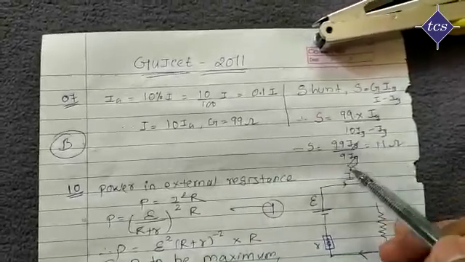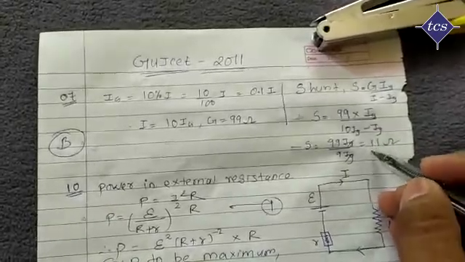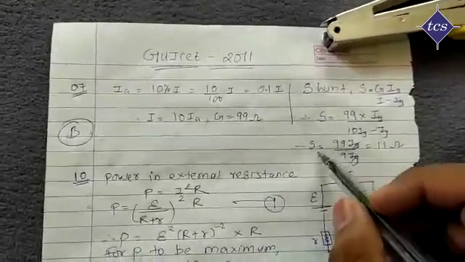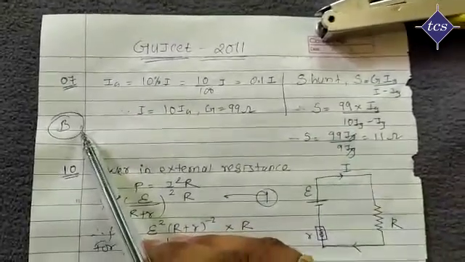That will be 99 Ig upon 9 Ig. Ig will be cancelled and that will be 11. So the shunt required in this condition is 11 ohm, option number B.